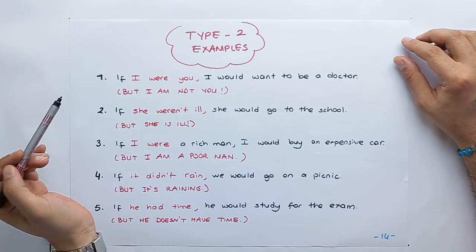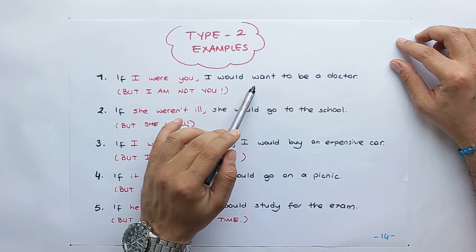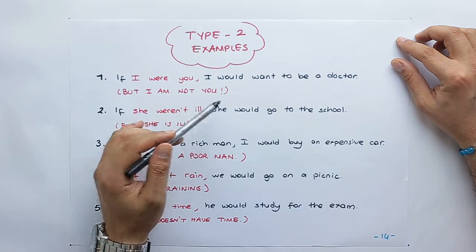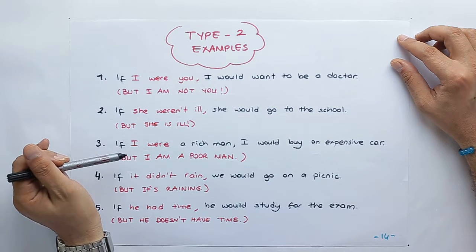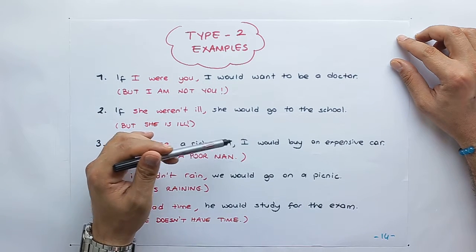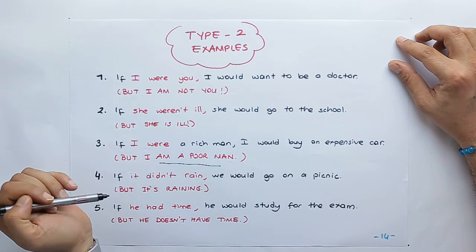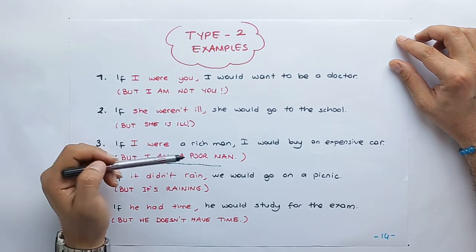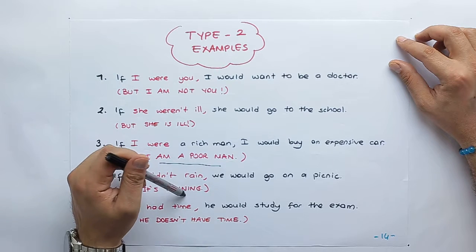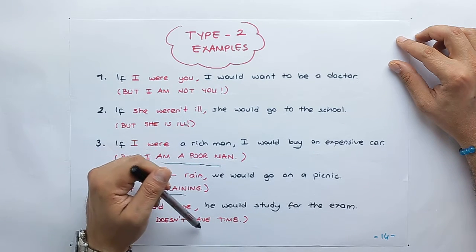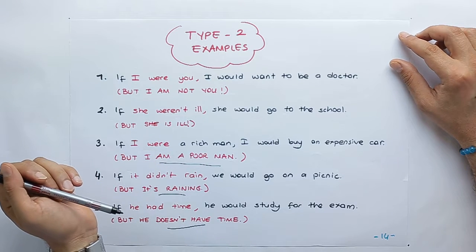Let's read all these ones. If I were you, I want to be a doctor. 2. If she were not ill, she would go to the school. 3. If I were a rich man, I would buy an expensive car. In fact, are you a rich man? No, I'm a poor man. If it didn't rain, we would go on a picnic, but it's raining. It means that if we had time, he would study for the exam, but in fact, he doesn't have time.